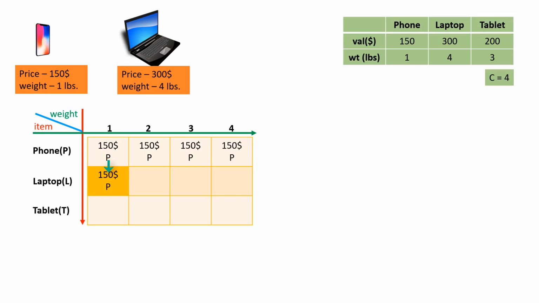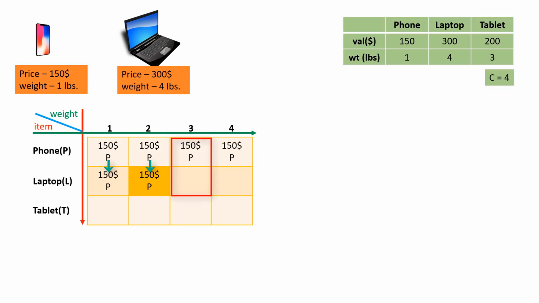In a similar way, for the second column, if the knapsack has a capacity of 2, can you choose the laptop? No. So what is the maximum profit you will get? The maximum profit achieved in the last row, or maybe you can say from the above row. So what is the maximum profit you will achieve? 150. So you will copy the profit from the above row. In a similar way, for the third column, the knapsack has a capacity of 3. So can you choose the laptop right now?